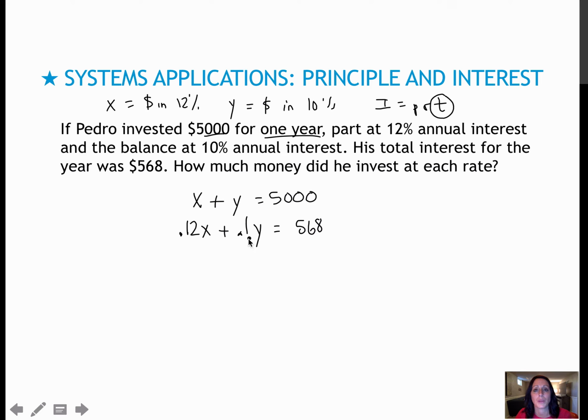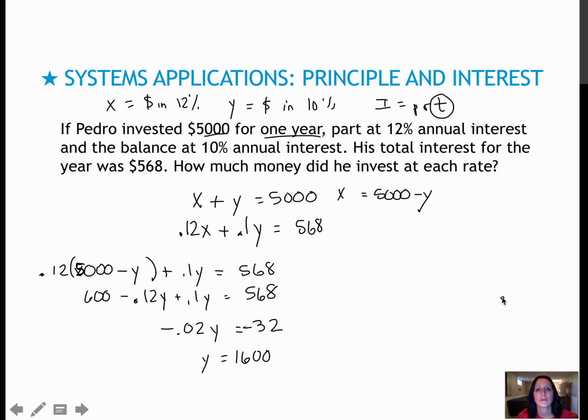Whenever I'm dealing with numbers like this with a lot of crazy decimals, it is easier to go ahead and use substitution. So I'm going to say X equals 5,000 minus Y. That gives me 0.12X. Oops, just kidding. 0.12 times 5,000 minus Y plus 0.1Y equals 568. Go ahead and do the math there. In doing the math for Y, I found that Y was 1,600. Remember, that means that I've invested 1,600 in the 10% account.